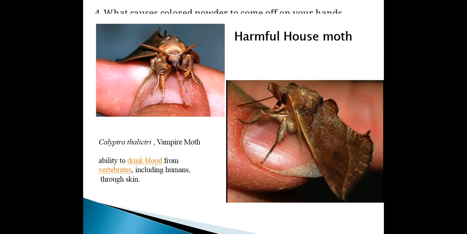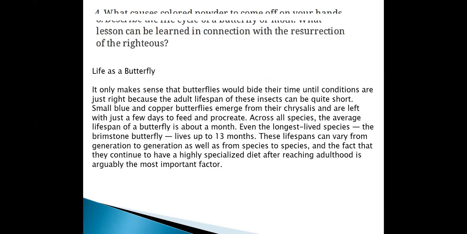This proboscis, they insert inside the skin of the vertebrates. Not only human beings, even animals also get this kind of sting from these moths. They start drinking the blood, and they create an insertion also. So it is very harmful for us. Whenever you find this kind of moth, immediately get rid of it from the home.